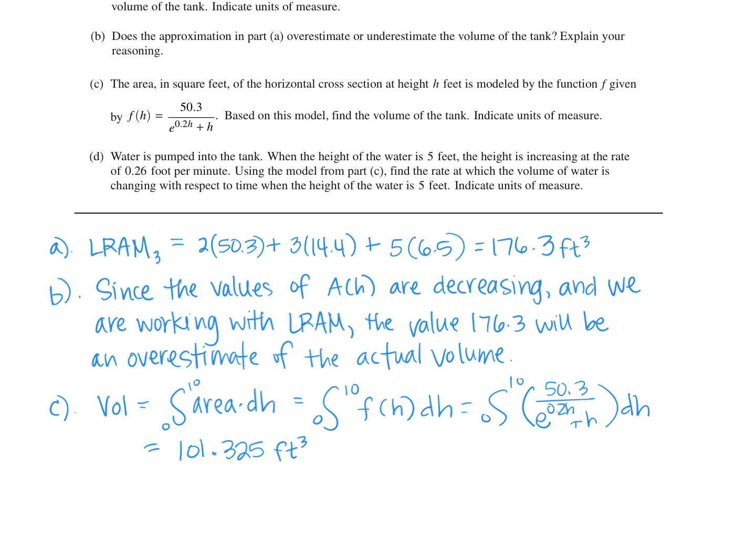All right, last question, and that was worth 2 points as well. So we've had 2 points, 1 point, 2 points. So that leaves us with our last part. Water is pumped into the tank. Now, when the height of the water is 5 feet, the height is increasing at a rate of 0.26 feet per minute. Using the same model from part C, find the rate at which the volume of the water is changing with respect to time when the height of the water is 5 feet.